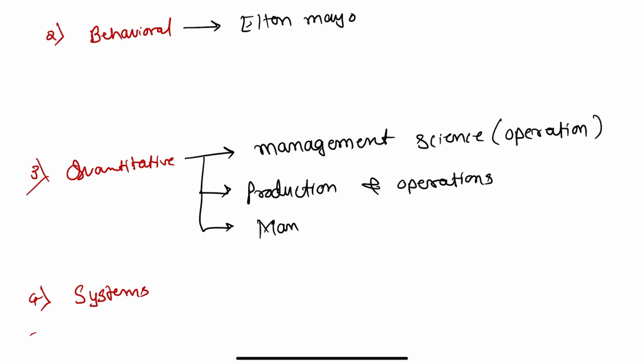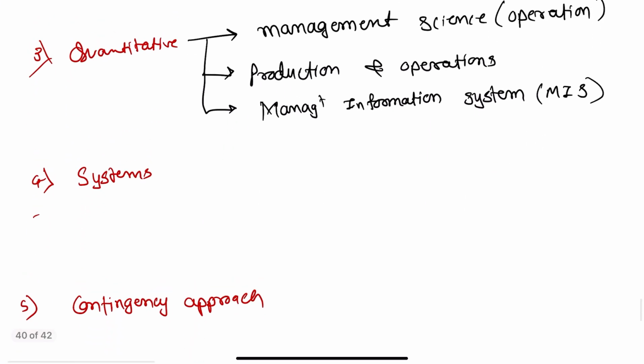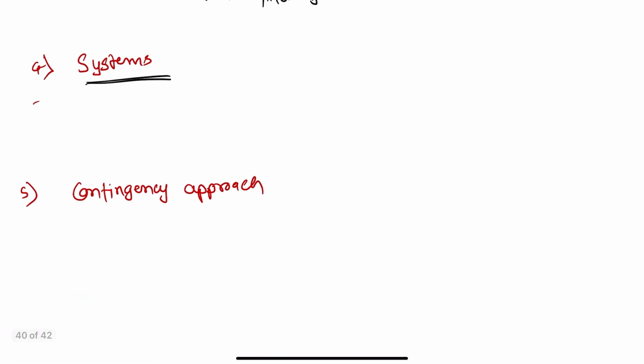Management information system, also called the MIS approach. Another is the systems approach or systems theory. It is based on the notion that an organization can be visualized as a system. And we have the contingency approach. Now quickly, let us just see what all these are, starting with the classical approach.